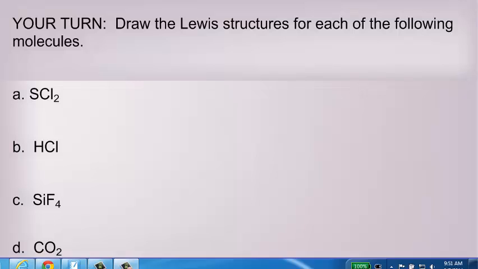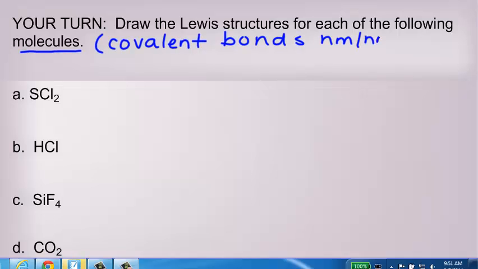So in this section, we are drawing the dot diagrams for covalent things. These are all covalent molecules, right? They have covalent bonds. They're two or more nonmetals bonded together, right? And when you're drawing covalent structures, you need to show the sharing of electrons.